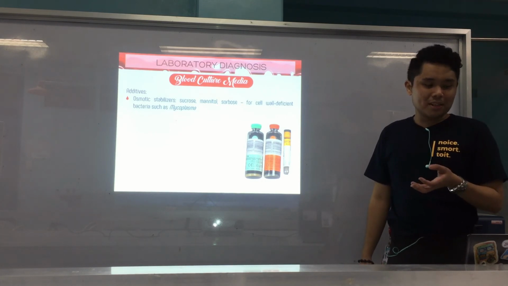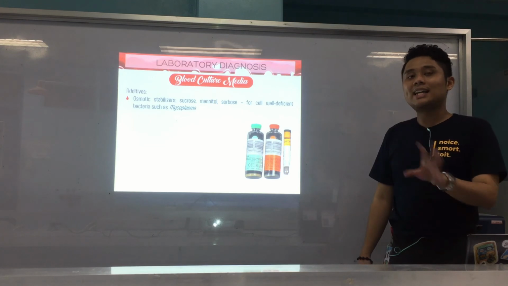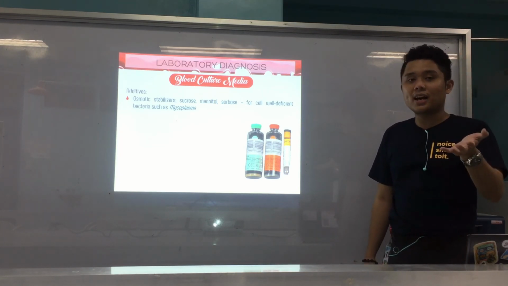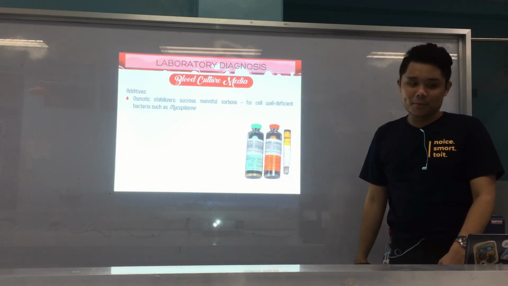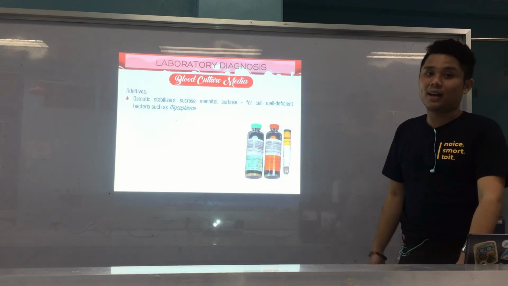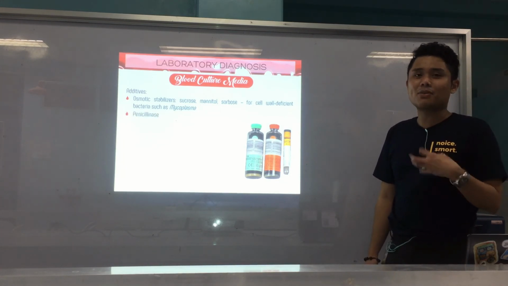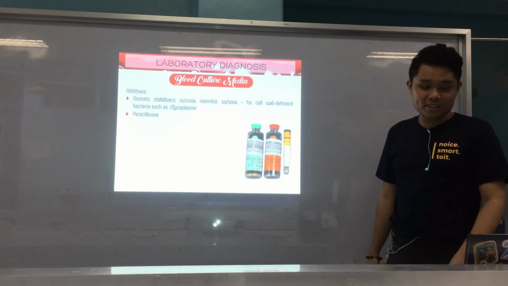mga cell wall deficient bacteria such as mycoplasma, diba? So, some mycoplasma can lead to that. Mycoplasma species can lead to bacteremia. So, if muna siyang ang impending pathogen, then of course, we need this para ma-stabilize ang imong cell wall deficient bacteria na mycoplasma. Penicillinase, if the patient is undertaking penicillin para of course, ma-degrade tong antibiotic na penicillin para dili maka-affect sa growth sa kagaw.